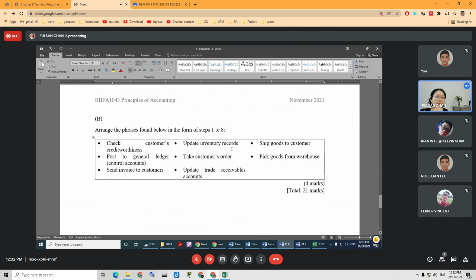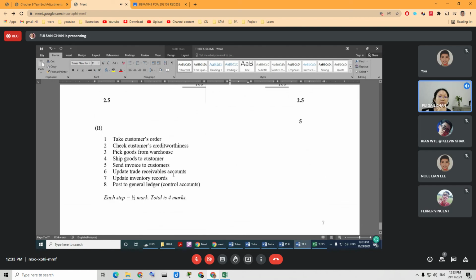Meaning this is when you actually sell to your customer. So now let's see. First, you must take the order. After you receive the order, then you go and check the customer credit worthiness. Why? Because the customer asks for credit, so you cannot simply say yes. You have to check the customer background first. Then you pick the goods from the warehouse, then you ship to the customer.